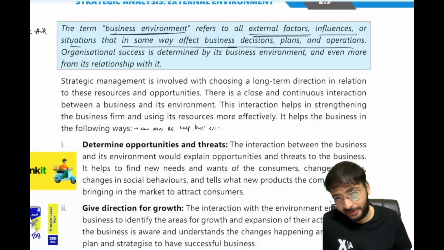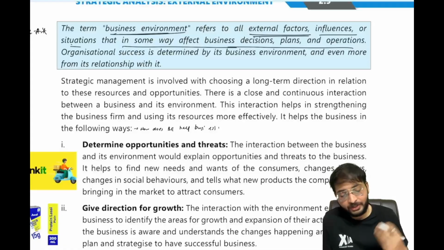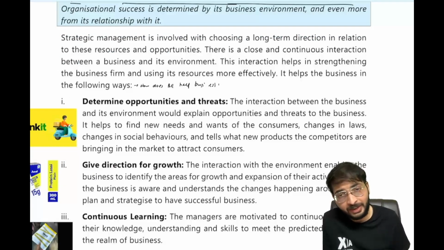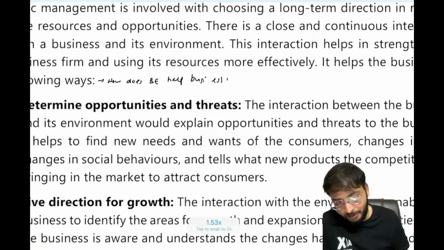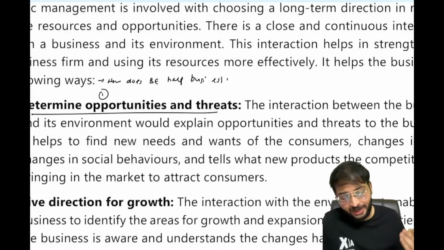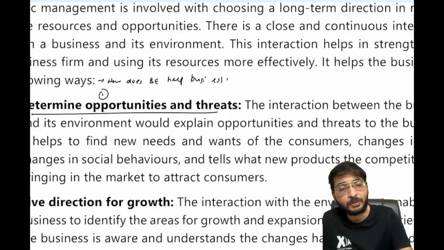So the question is, business environment is an external factor which affects business decisions. In that, the first one: how does the business environment help a business? Number one, it helps in determining the opportunities and threats. As you know, opportunities and threats are related to the external. So business environment is also an external factor which helps businesses, right?